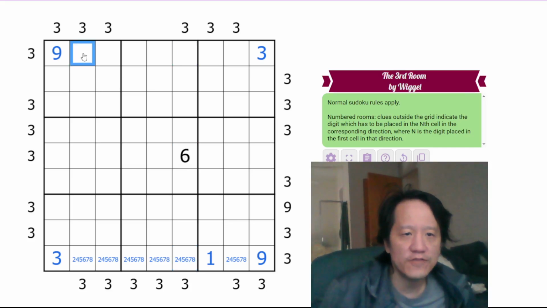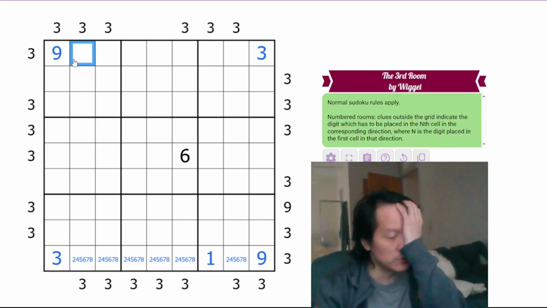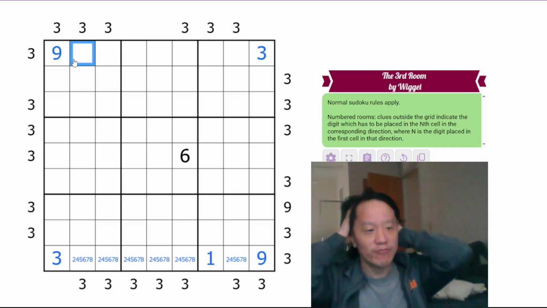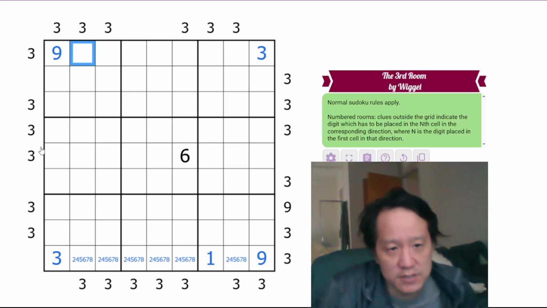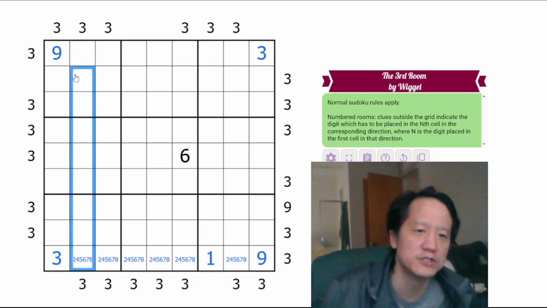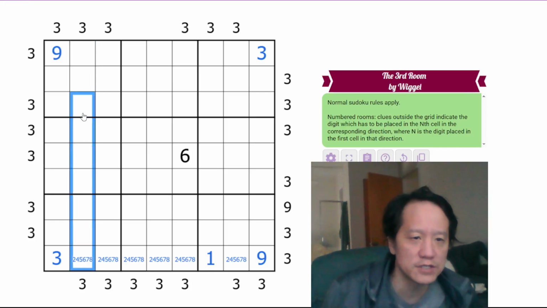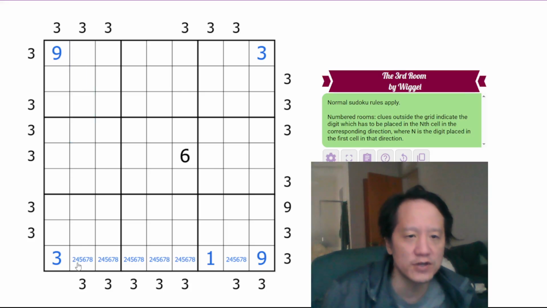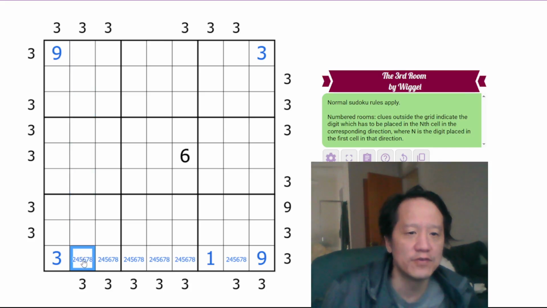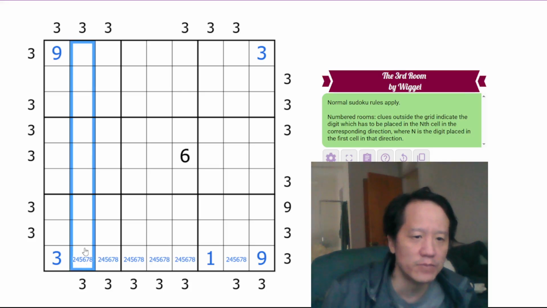Also, if you have two numbered rooms clues which are in the same row or column, obviously those 2 digits must add up to 10. Because what's in the second direction this way is in the 8th direction this way. What's in the 3rd direction this way is in the 7th direction this way. Same with 4th and 6th, etc. However, what you cannot have is a 5, because you'd have 5 and 5 in the same column or row.